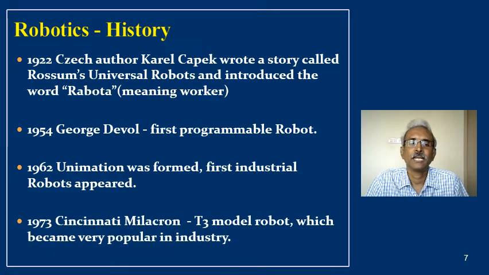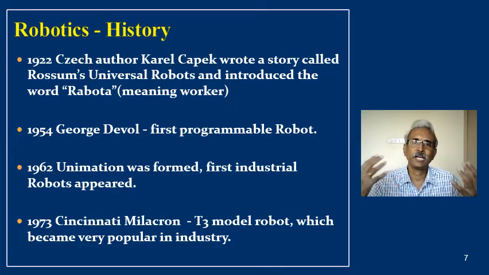And finally, in 1973, Cincinnati Milacron, who are also into automation and automated systems, launched a model called the T3 robot, which became very popular in the industry, and where people started thinking of robotics as a technology which is implementable.